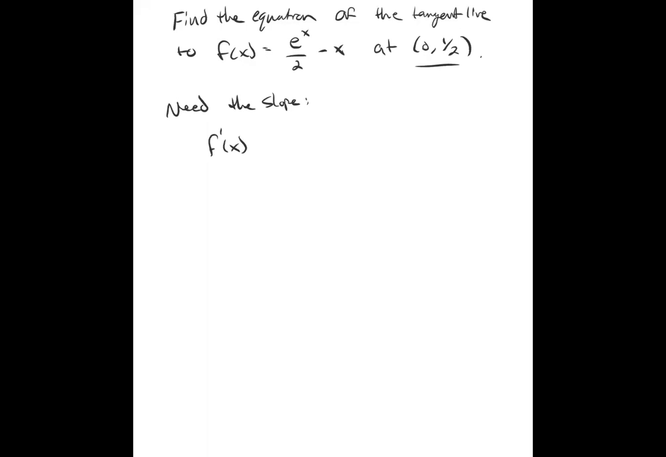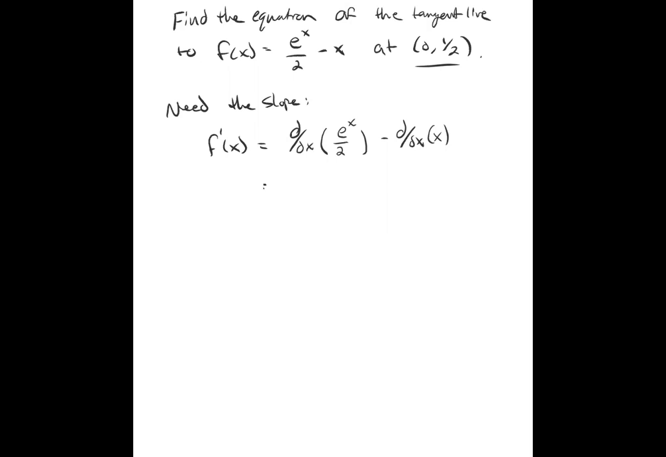F prime of x is, when we differentiate e to the x, it's just e to the x. So I'll be a little more explicit here. e to the x over 2 minus d dx of x, because again, the derivative is a linear operator. It distributes over sums and differences.